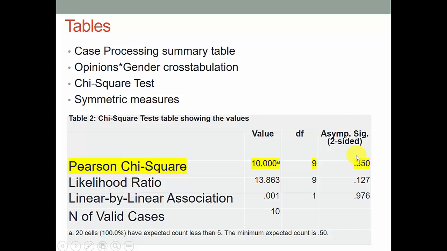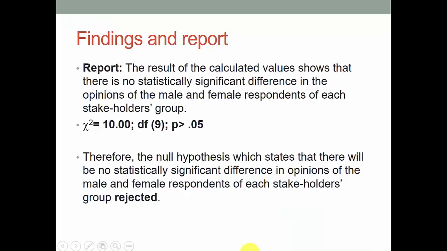25 is definitely larger than the significant value that we are taking. So, slide 27, slide 27, and see my friend. To report statistics, you have to state that this value showed no statistical significance in the opinion of male and female respondents of each stakeholders group.